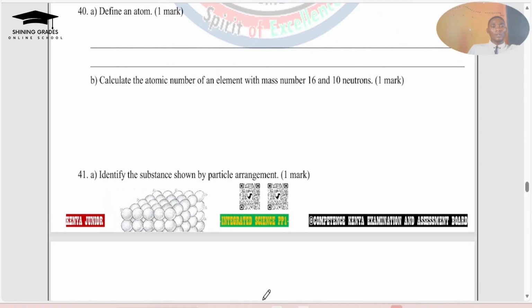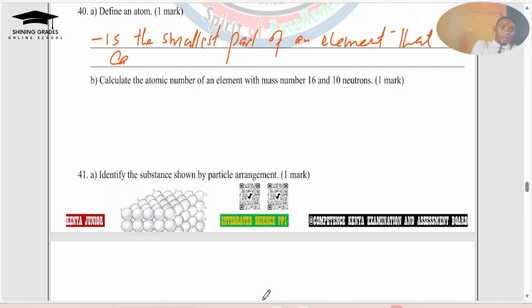Next, question 40. Define an atom. An atom is the smallest part of an element that can take part in a chemical reaction. Smallest part of an element that can take part in a chemical reaction.